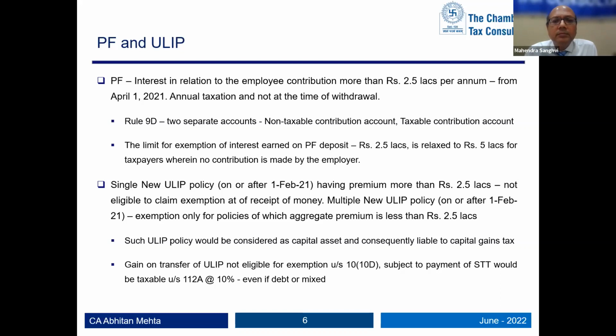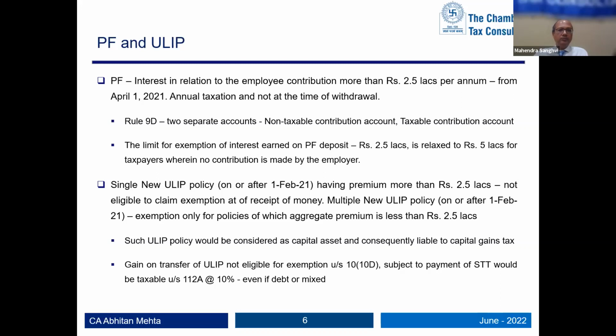The second amendment is in relation to ULIP. Again, this is a good prospective change. Basically, it will apply to policies which you have taken after 1st Feb 21. That is the day when the budget was presented. If the premium on the policy is more than 2.5 lakh rupees, you won't be entitled to the exemption.